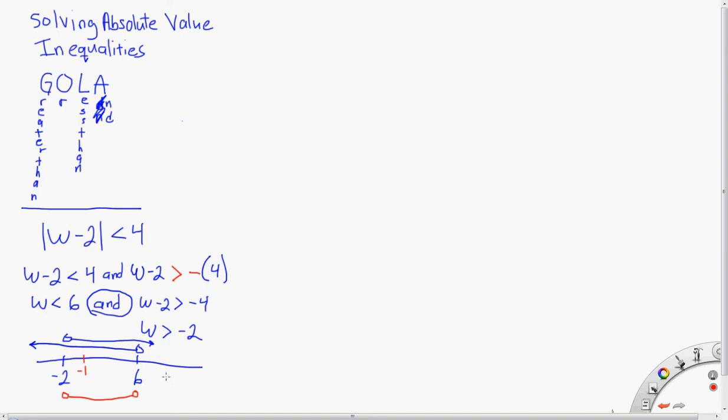Another way to write this is interval notation. So this would be negative infinity. Nope. This would be negative 2 up to 6, with parentheses on both sides. The parentheses indicate that neither negative 2 nor 6 is part of the solution set.